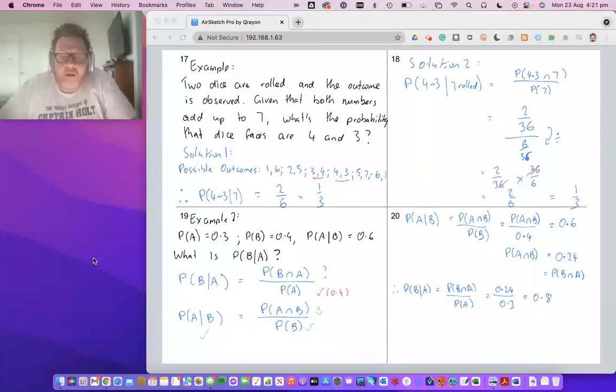So that's it. That's the calculation done. So what is the probability of event B happening given that event A has happened? Well, there's an 80% chance, 0.8. And that's how you do it.